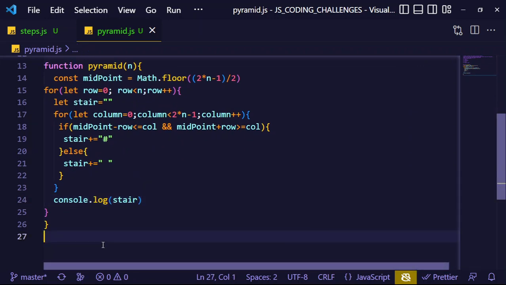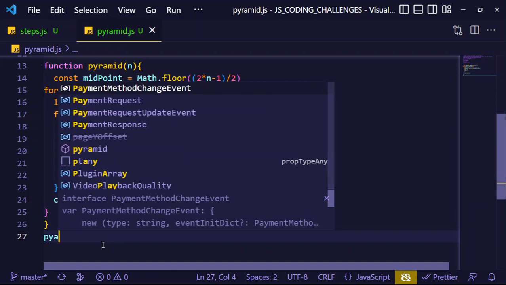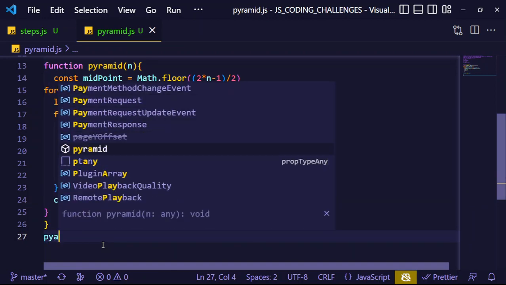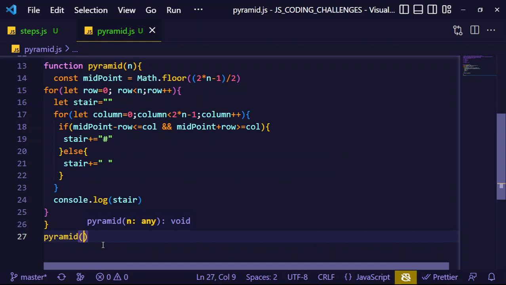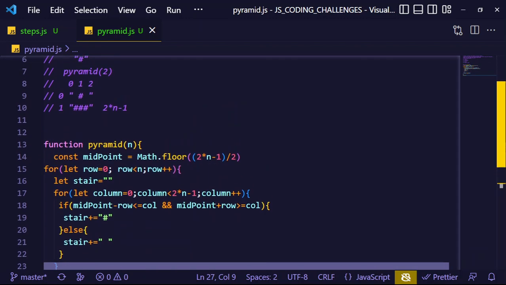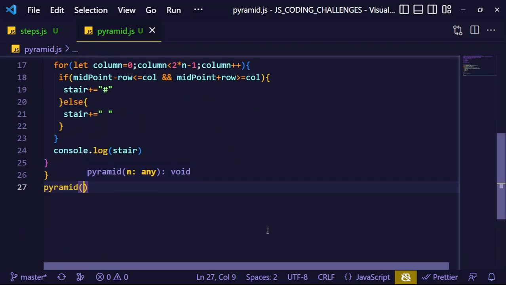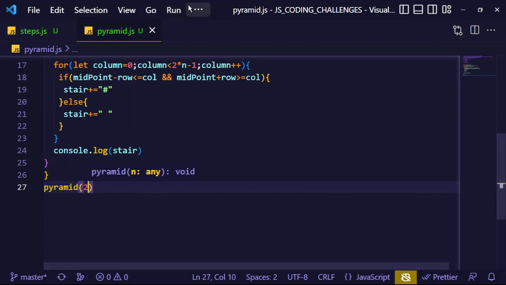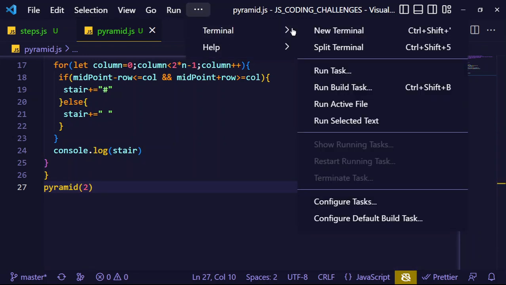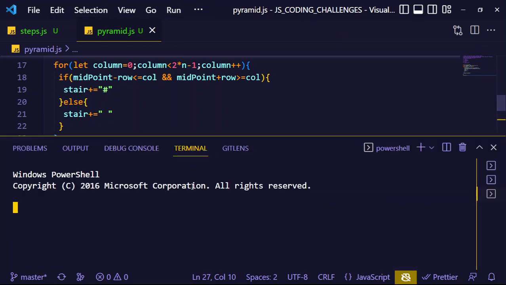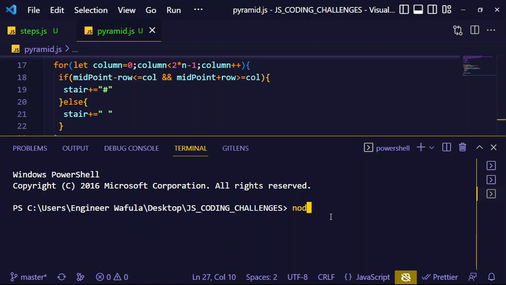Right. So I will just call the pyramid function and test out our solution and see whether what we've been coding out is indeed right. Okay, so what are we putting? Let us put in 2. So let us execute this and see. Now terminal, node. I named the file pyramid.js file.